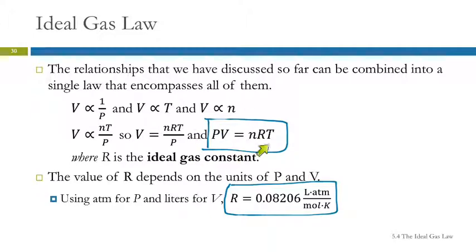If we take this equation and rearrange it, R would equal PV over nT. The units for volume are liters. The units for pressure are atmospheres. The unit for n is moles, and the unit for T is Kelvin. The units on the ideal gas constant tell us what the units on the other quantities should be. So always include the units, make sure they're canceling out correctly. Any questions yet?